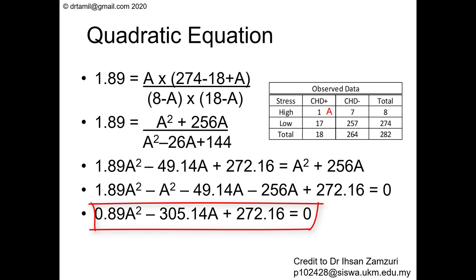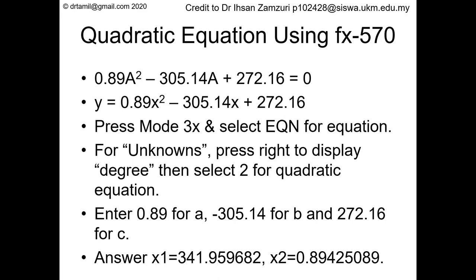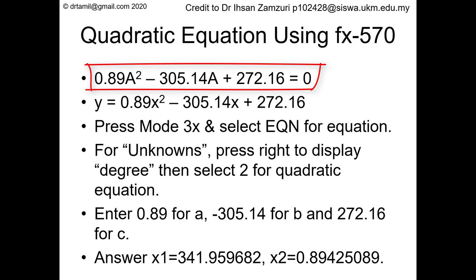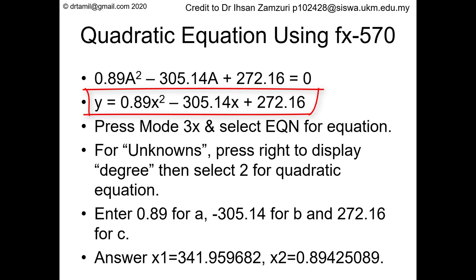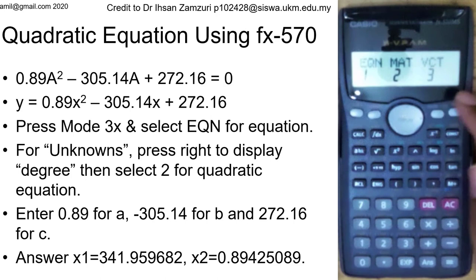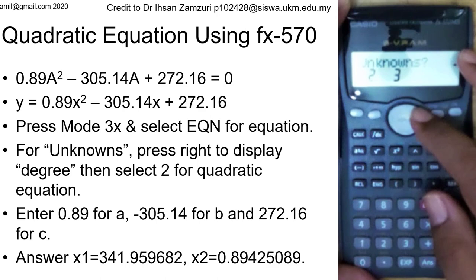Okay. So, based on this equation, we need to use the calculator to calculate, in this case, the value of A. So we convert 0.89A squared minus 305.14A plus 272.16 equivalent to 0 to become Y equivalent to 0.89X squared minus 305.14X plus 272.16. So on the calculator, we press mode 3 times. Then we select equation. After that, we press the arrow to the right. Then we select the number 2 for quadratic equation.